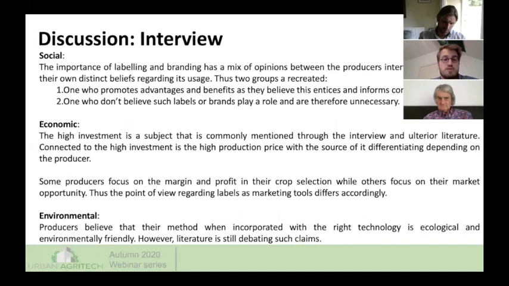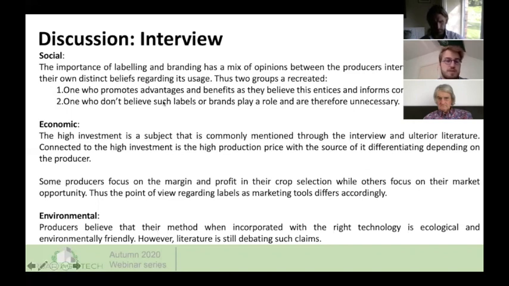Discussing the interview perspective, what we found is that there's the social importance of the labeling. It has a mixed importance from the producer's perspective to the consumer. Some producers believe this adds benefit and adds value and information for the consumer, while others believe that this is an unnecessary task. This is once again led by the belief of the producers that the consumer does not know about the production chain and how their food is produced.